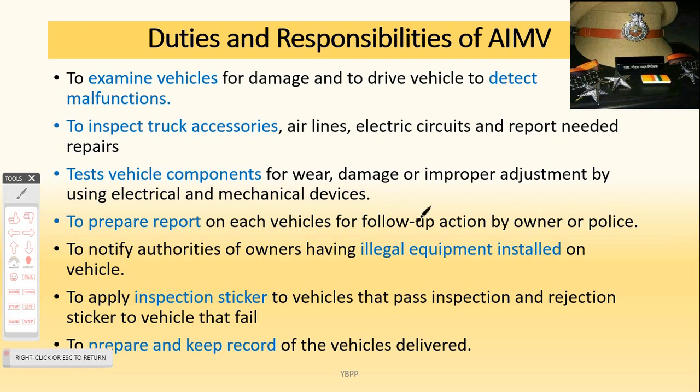Okay, so this assistant motor vehicle inspector post is very important. The qualification required for this post is a diploma or a degree in mechanical engineering. The recruitment process is carried out by the MPSC. So this post is very important. You diploma people are also eligible after completion of your diploma.